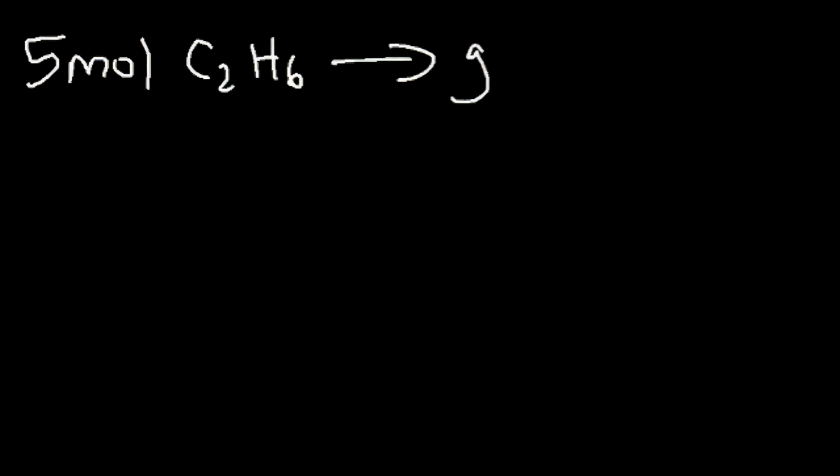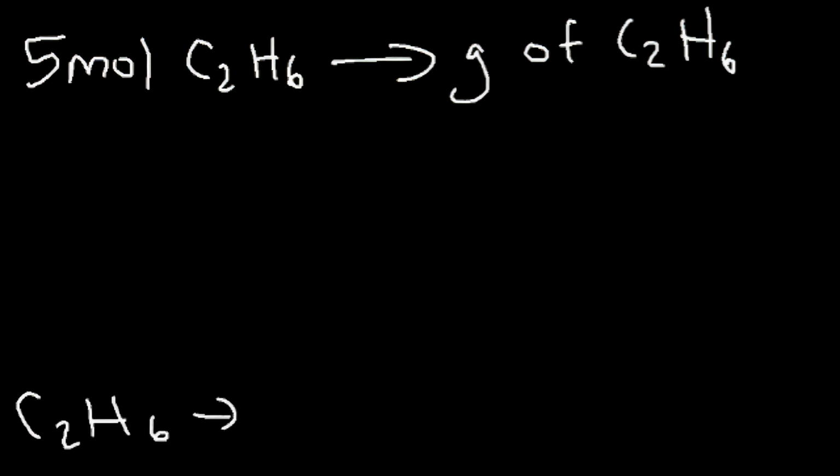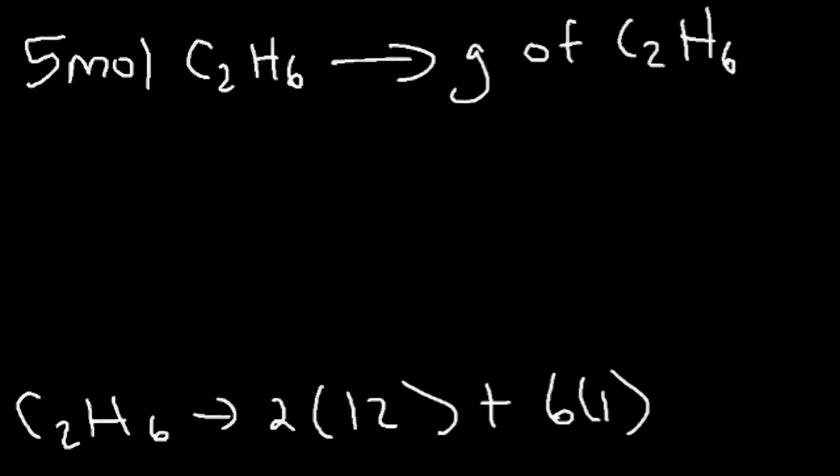Try this one. Let's say if you have 5 moles of C2H6 molecules. Convert this into grams of C2H6. C2H6 is ethane. So let's find the molar mass first. So we have 2 carbons, each with an atomic mass of 12, and 6 hydrogens, each with an atomic mass of 1. So 2 times 12 is 24, plus 6 is 30. So it's 30 grams per mole.